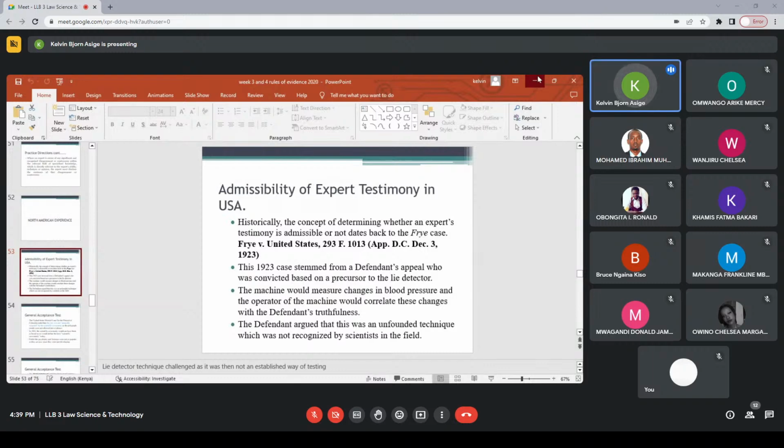Okay. Anyone else who would like to assist? Wanjiru, Chelsea, Ngaina? Any subsidiary legislation? We've talked about the Civil Procedure rules and Criminal Procedure Code. Anything there that might give us some sort of insight into our position as Kenya when it comes to expert evidence? Well, this is how you build an argument. Yes, who's speaking? Yes, Ibrahim.